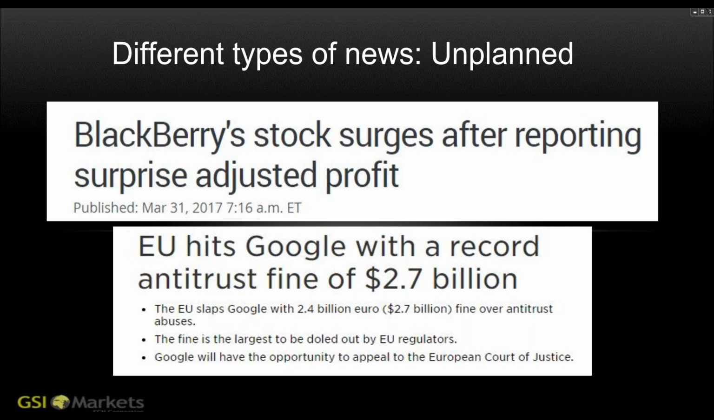The Google one was to do with their advertising on their searches, okay, and how they give priority to their own. Now, this could affect them big time, okay? It could affect their business plan, it could affect a lot of things.